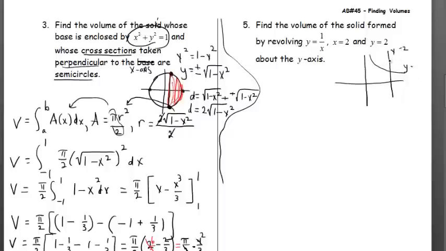Okay, and y equals 2. It's going to be somewhere about right here. This is y equals 2. And this was x equals 2. And this was y equals 1 over x. So this bounded region that was formed right here, this is what's going to be revolved around the y-axis.